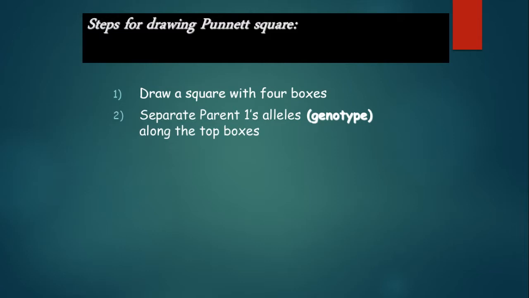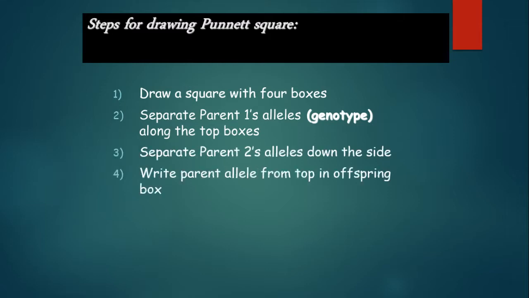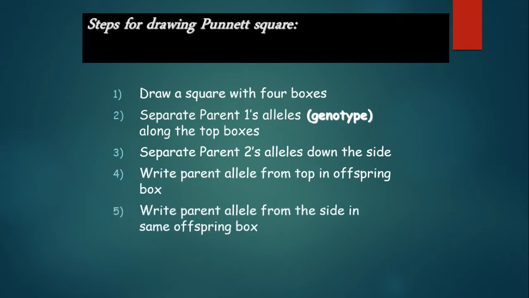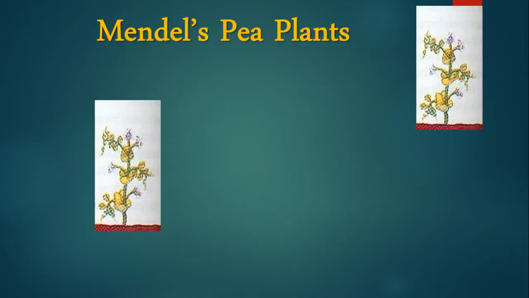So the next step after you've drawn your square is to separate parent 1's alleles along the top boxes. Then do the same thing with parent 2's alleles along the side. Write the parent allele from the top in the offspring box below it, and write the parent allele from the side in the offspring box beside it. As I say, drop the top, slide the side. And then repeat that for each offspring box.